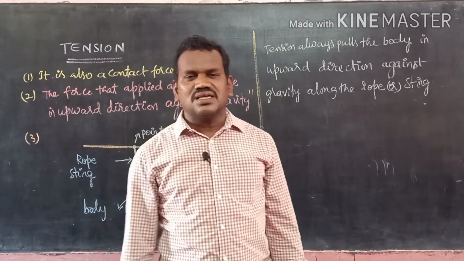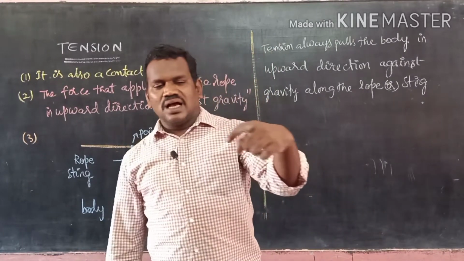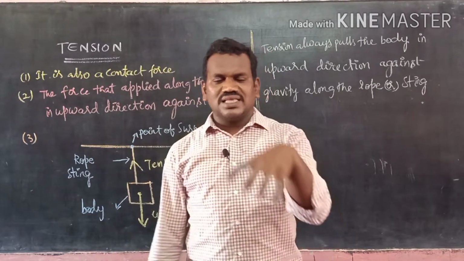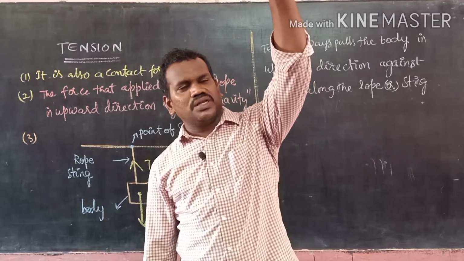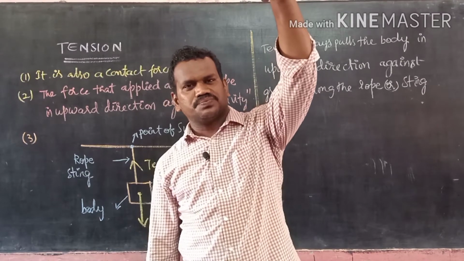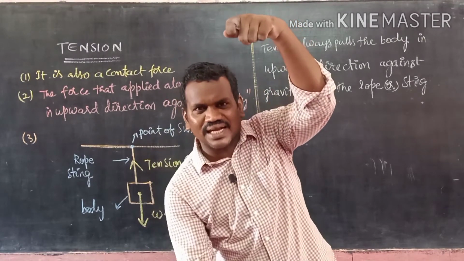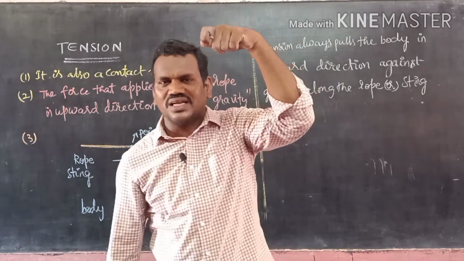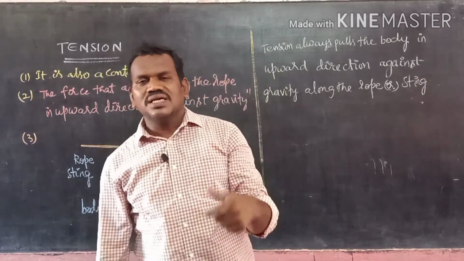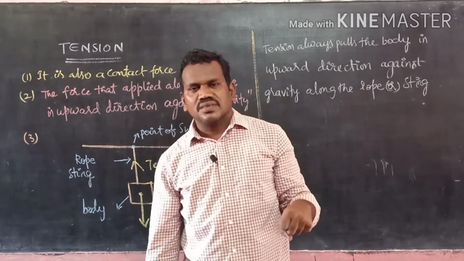Why is it falling in the downward direction? For example, I have a stone and I tie the stone to a thread, then I pull the stone in the upward direction. If you cut the thread, what happens? The stone falls exactly in the downward direction. Why? You already know, gravity pulls the body in the downward direction.